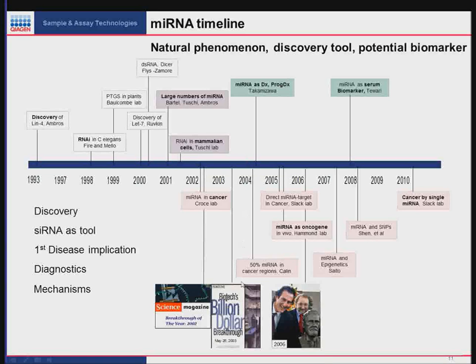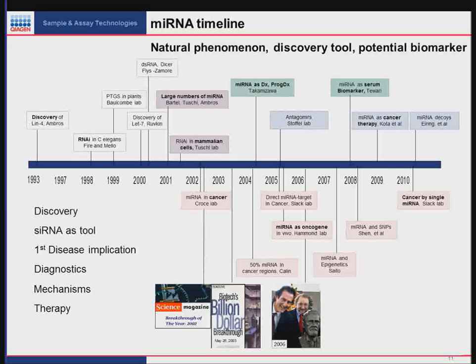Kaelin's group showed that 50% of microRNAs are mapped to cancer regions. Frank Slack's lab showed a direct microRNA target interaction that could cause cancer. MicroRNAs that could function directly as oncogenes in vivo were shown by Greg Hannon's lab. How microRNAs can influence epigenetics, microRNAs and SNPs either in the microRNA gene or the target gene, and how that could influence their function. And then Frank Slack's lab, again in 2010, showed that they could actually transform cells and cause oncogenesis by expressing a single microRNA.